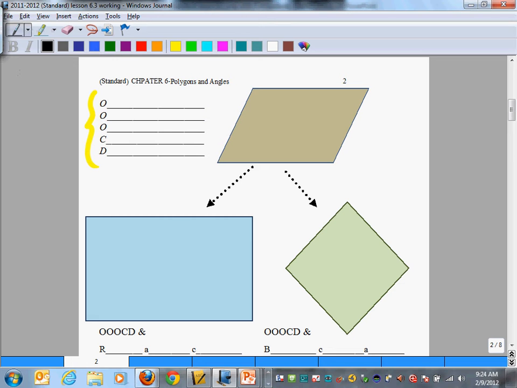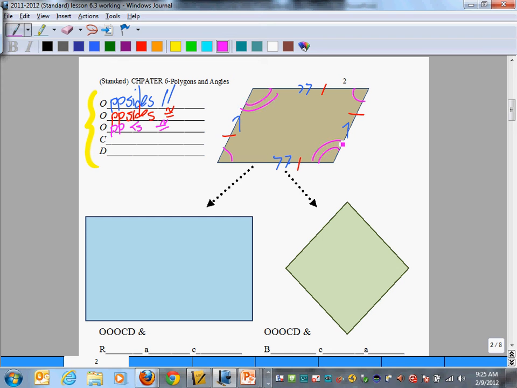All right, Kevin, give me one of the OCD qualities. Opposite sides parallel. So we're going to go like this and like this. Noah, give me another. Opposite sides are congruent. Okay. Pauline, give me another. Opposite angles are congruent. That takes care of our opposites.